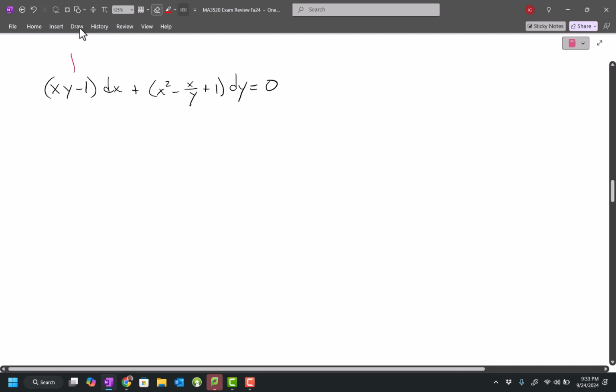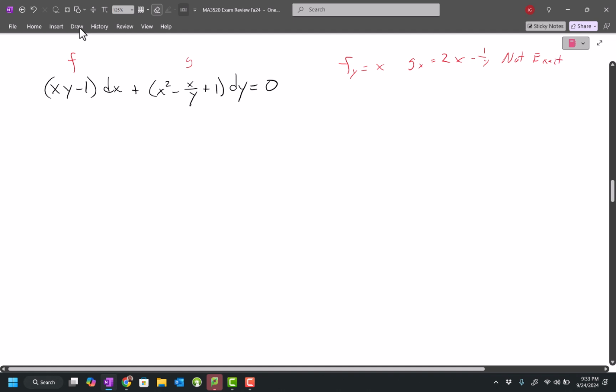So I'm taking this as my first f function, this is my g function, and then I do my check. The partial of f with respect to y is going to be x, and the partial of g with respect to x is going to be 2x minus 1 over y. These are not equal, so the differential equation is not exact.